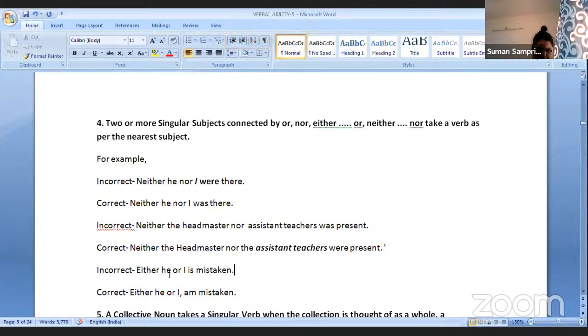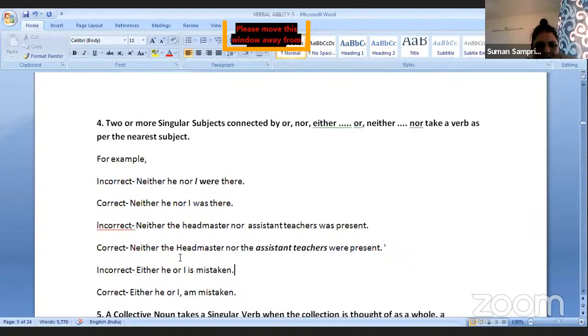Now next one, either he or I is. Is is used with I? Which verb is used with I? See, in present tense, am. So here am comes, that's why am.